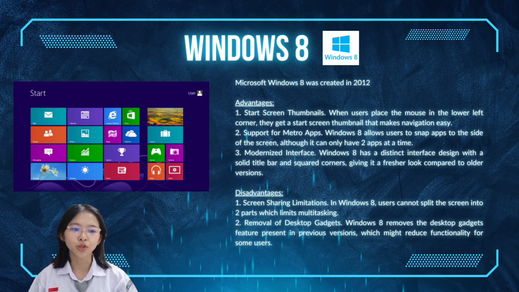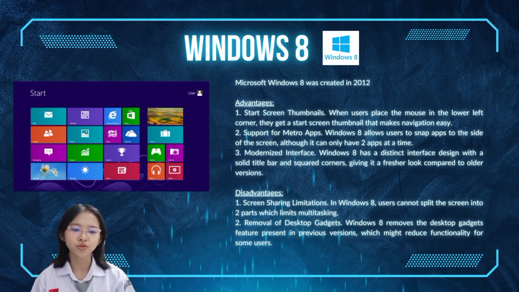Windows 8 was created in 2012. The advantages: 1. Start screen thumbnail. When users place the mouse in the lower left corner, they get a start screen thumbnail that makes navigation easy. 2. Support for Metro apps. Windows 8 allows users to snap apps to the side of the screen, although it can only have 2 apps at a time.